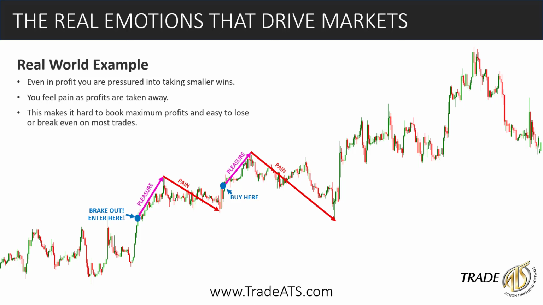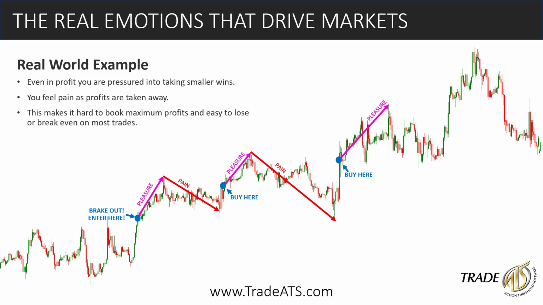So you may close this one at a break even or a loss. You're not booking big profits. Okay? Breakout again. Okay, this is really it. Here it goes. Oh man, this is the one. This is the one that's finally going to go.